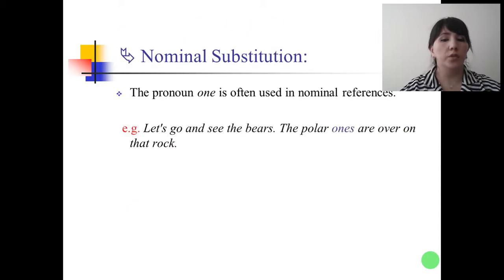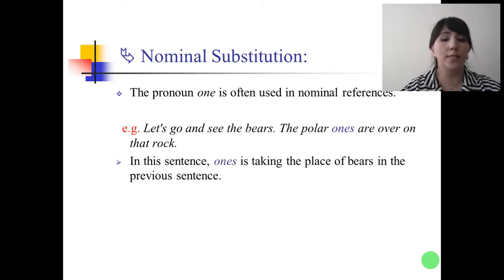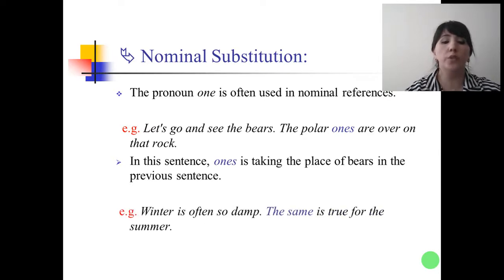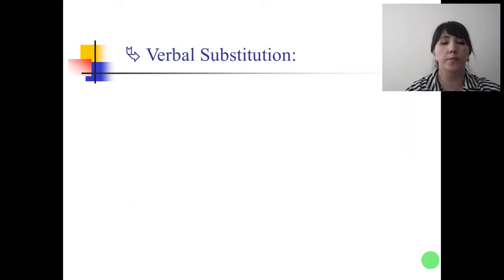Nominal substitution. The pronoun one is often used in nominal substitution. Let's go and see the bears. The polar ones are over on that rock. In this sentence, ones is taking the place of bears in the previous sentence. Winter is often so dull. The same is true for the summer.